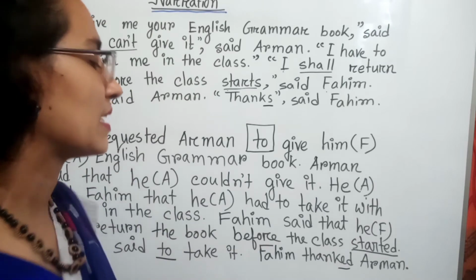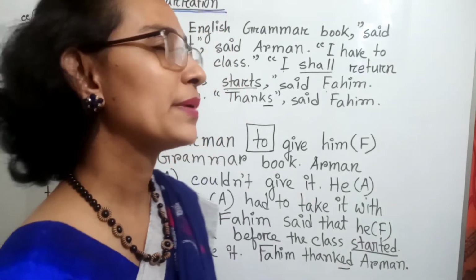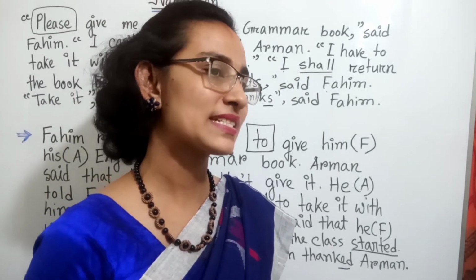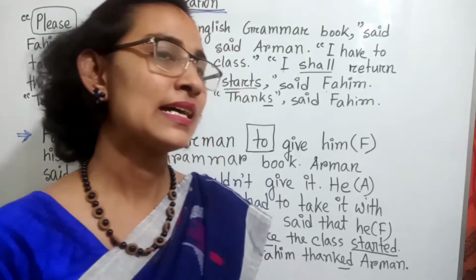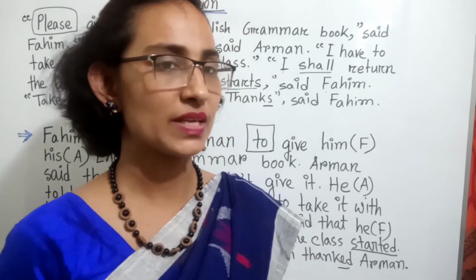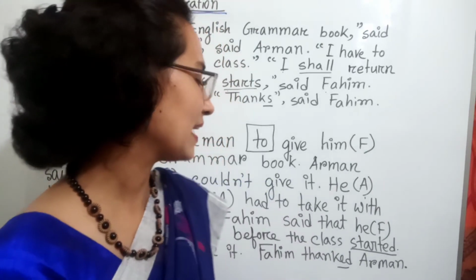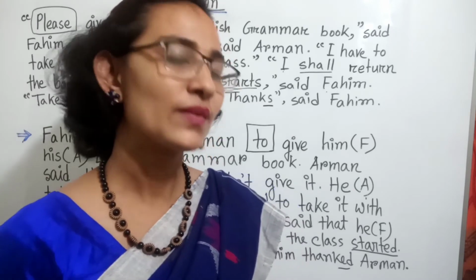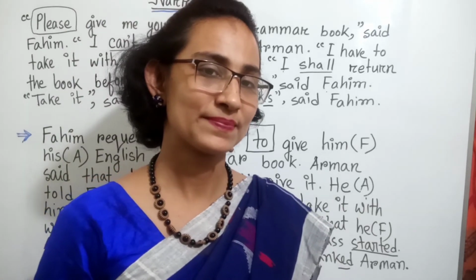So my dear students, you can understand that when you see present tense in direct speech, you can change it into past tense in indirect speech. If you see an imperative sentence in the reported speech, you need to add "to" in indirect speech. And if you see an assertive sentence, then you have to add "that" for indirect speech. So let's have a look at the next passage.